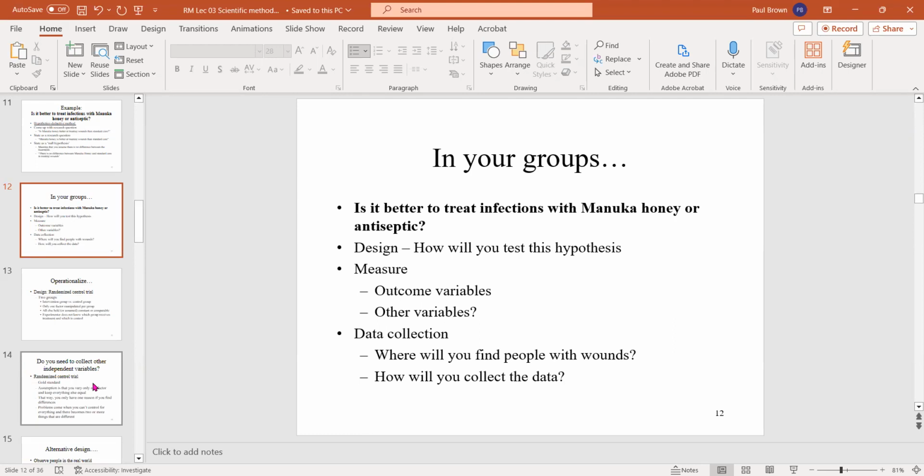That's a good question. I mean, because it's going to determine who you recruit, right? Because you could have a research question that said that it's good at preventing infections, right? You could have a research question that says it's good at treating infections.